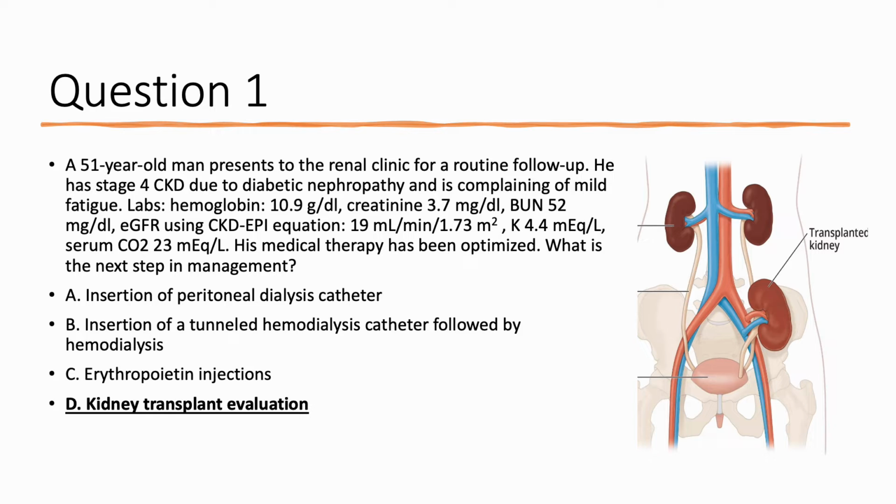So if you have someone of really advanced age, someone with multiple comorbidities, then you're going to be stuck with hemodialysis or peritoneal dialysis. Otherwise, the correct answer is always going to be kidney transplant evaluation, unless there is a contraindication.